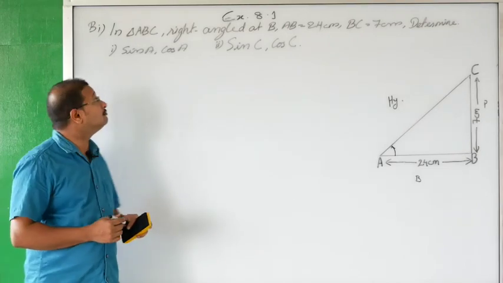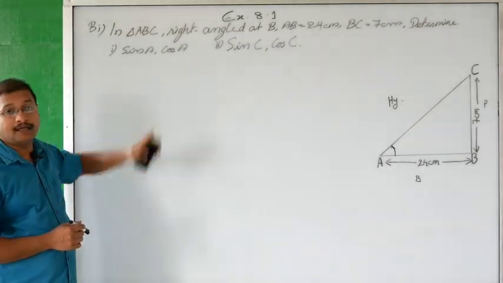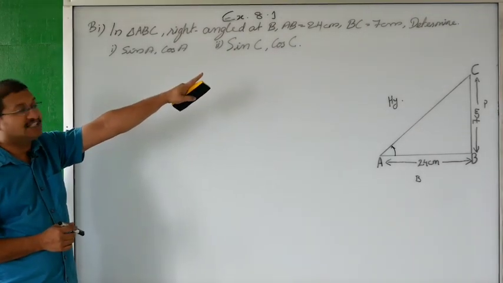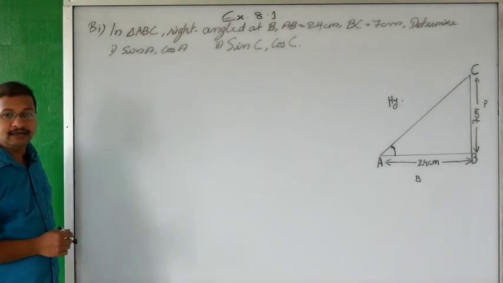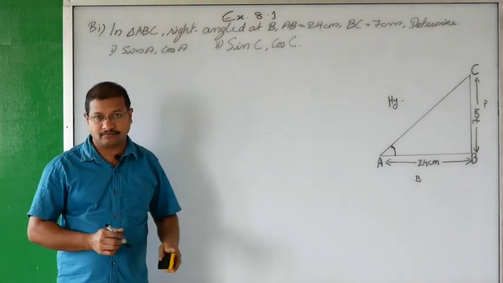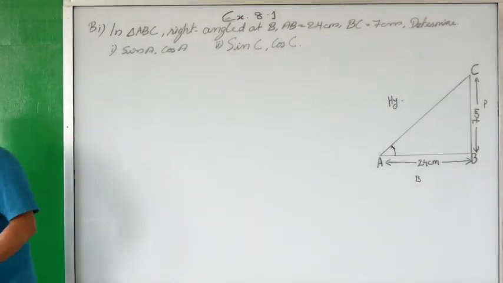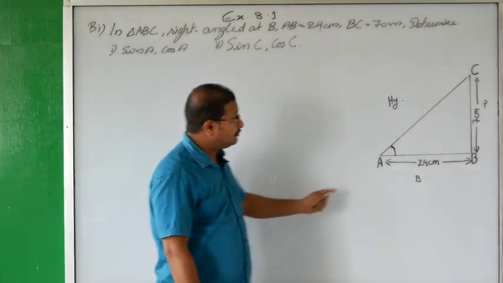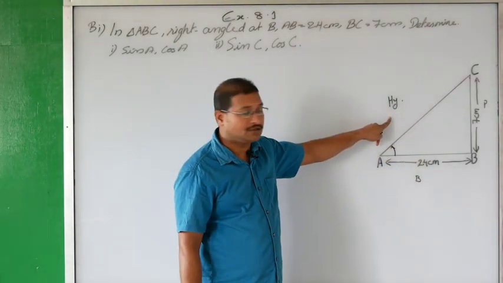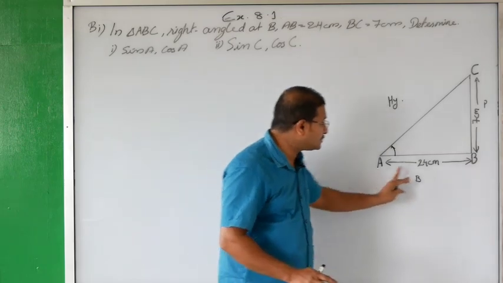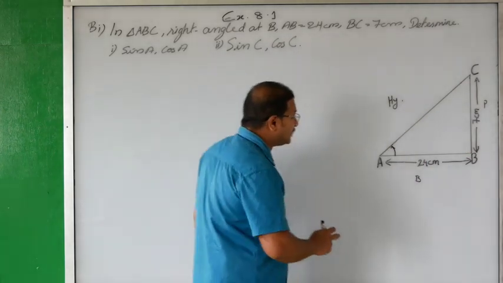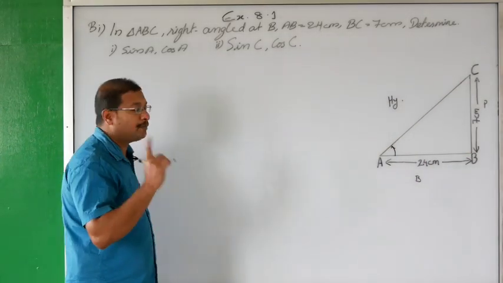Let's see the next question. In triangle ABC, right angle at B, AB equals 24 cm, BC equals 7 cm. Determine one, sin A, cos A, and of course the second one, sin C, cos C. Let's see now. Be careful here. In a right angle triangle, the longest side is called the hypotenuse. It is not given, but AB is given 24 and BC is given 7. Let's find the hypotenuse. What method will we use? Pythagoras theorem.